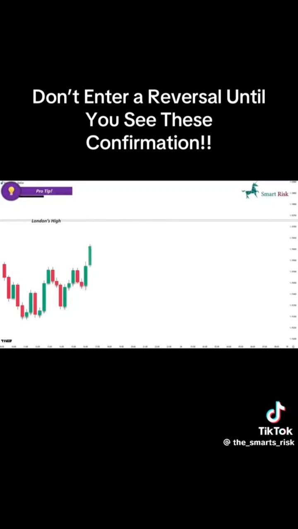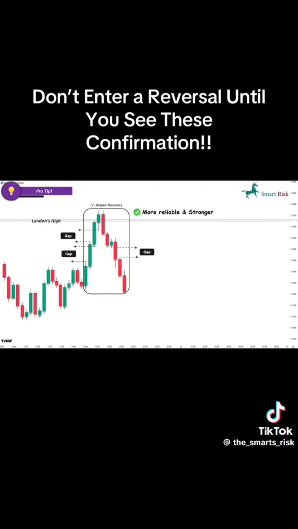Also, here's another pro tip to remember. V-shaped patterns become much stronger when they are formed with inefficiency. In other words, when both the upward and downward legs of the V-shape leave behind regular or inversion fair value gaps, the pattern becomes more reliable and the probability of an upcoming reversal increases.